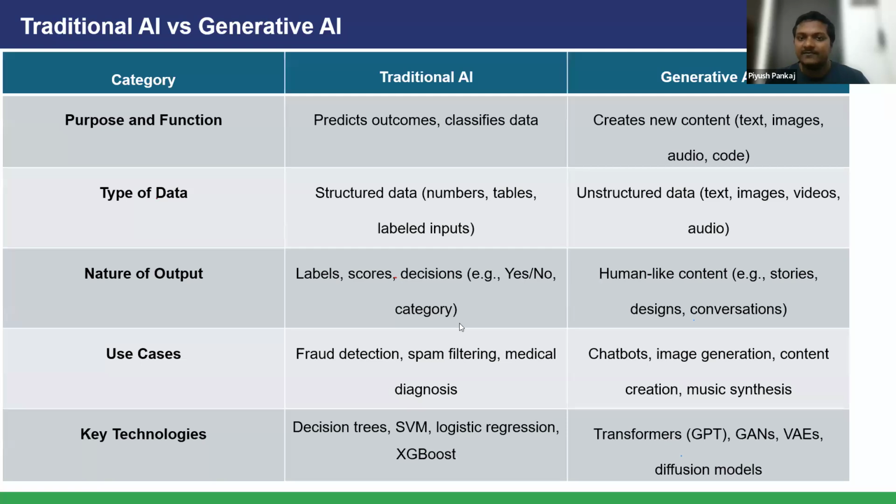Making the decision, yes or no. Let's suppose you are going to apply for a credit card or a loan. Are you eligible for the loan, yes or no? That will be defined by the system first of all. But the nature of output in generative AI is going to be human-like content. It could be stories, design, conversation, all these things.